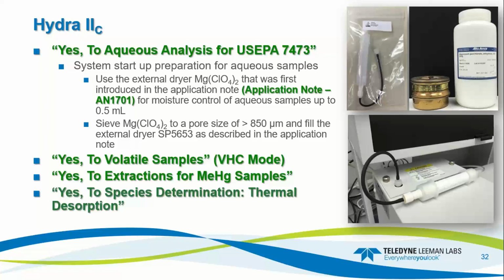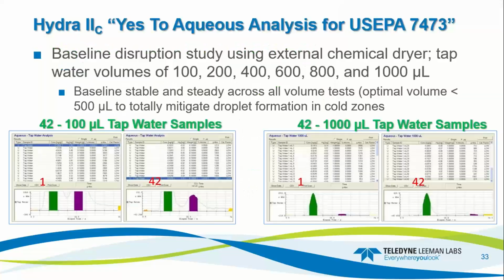So get rid of the moisture, and again, if you have a lot of samples that are liquid, it's probably not the system for you. Volatile samples, VHC, we have VHC mode. I talked about that a little bit. Methyl mercury, there's an extraction method where we can get methyl mercury samples in like tissue and so forth. And then some novel techniques like thermal desorption are also possible, so we can look at different species, inorganic species of mercury within the system.